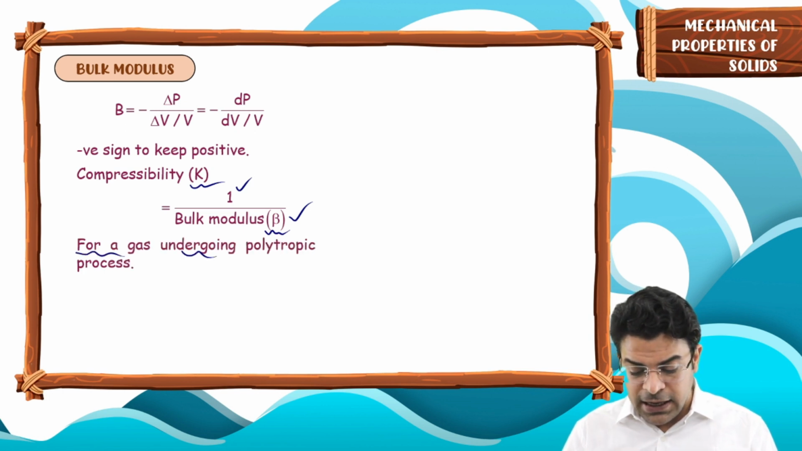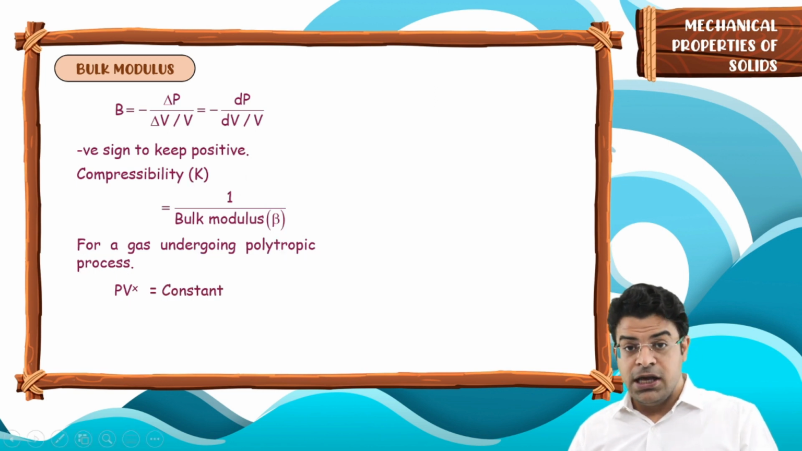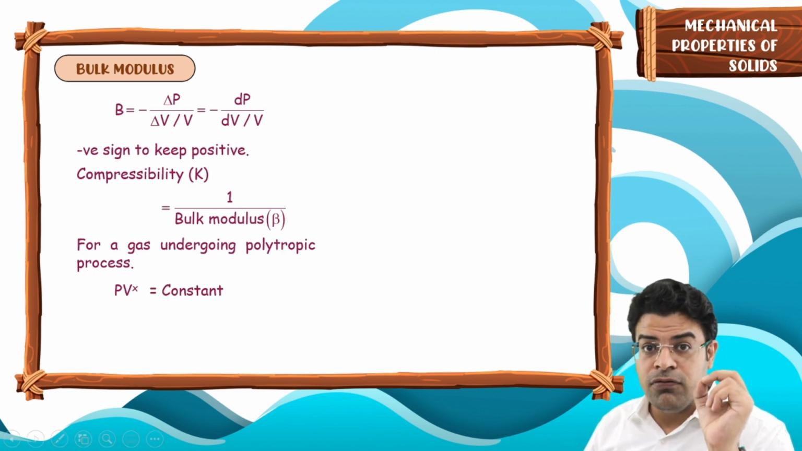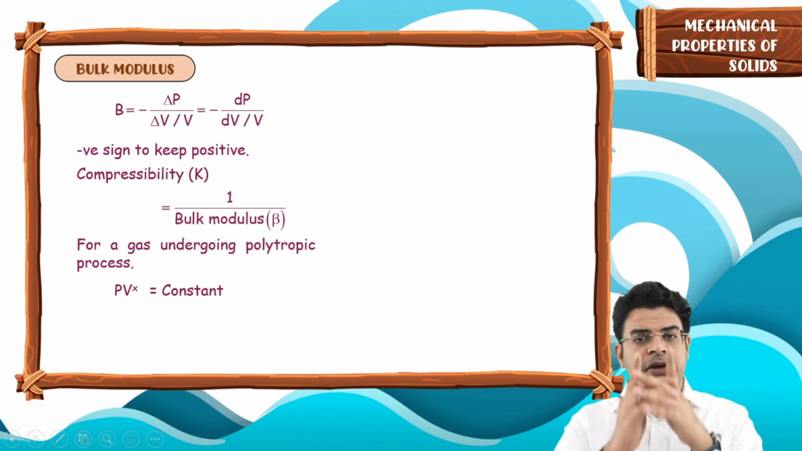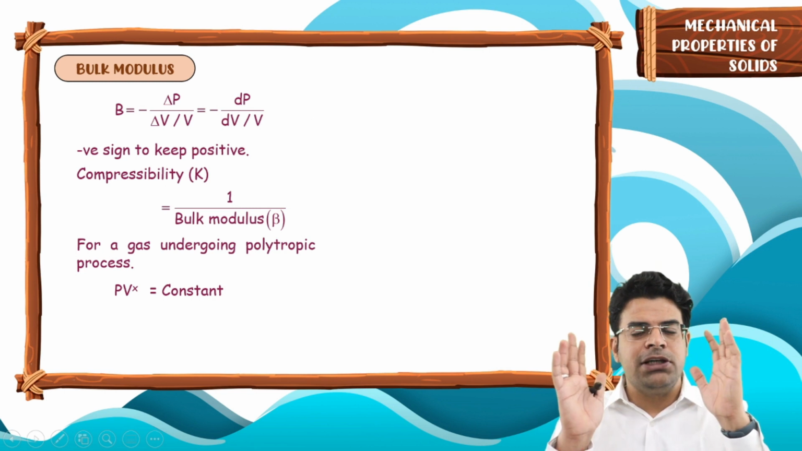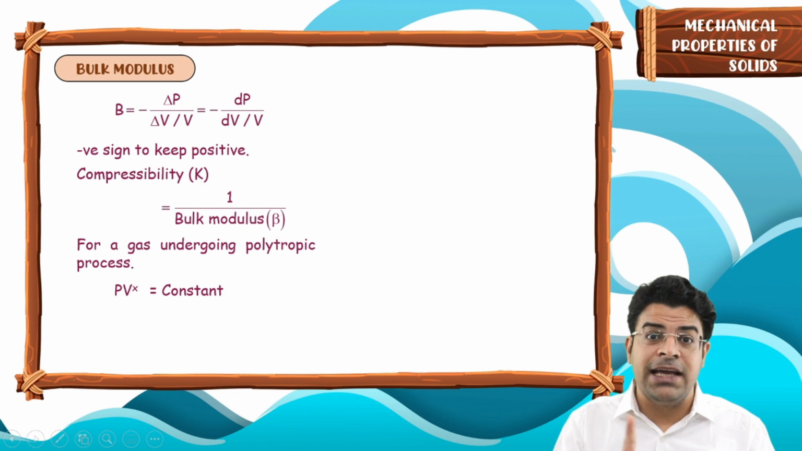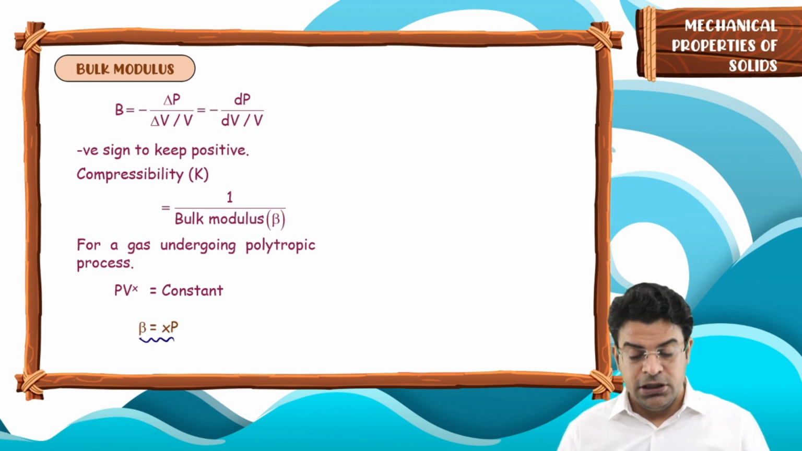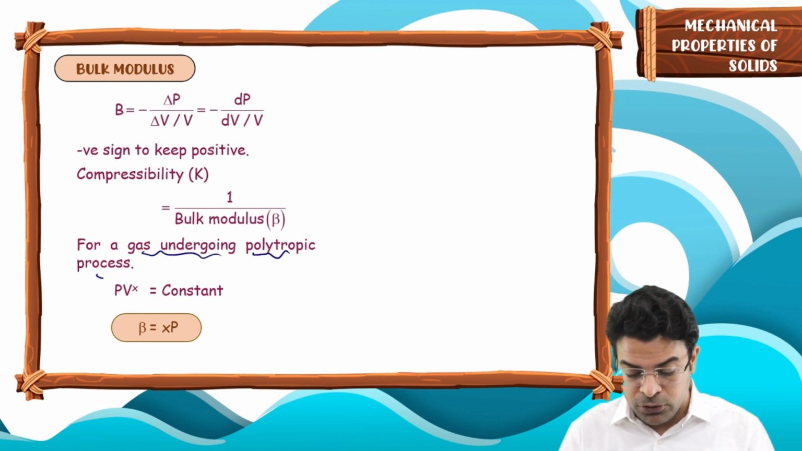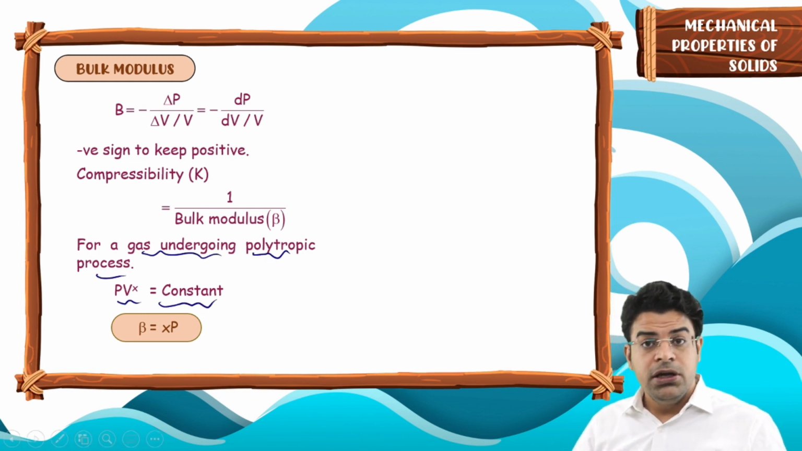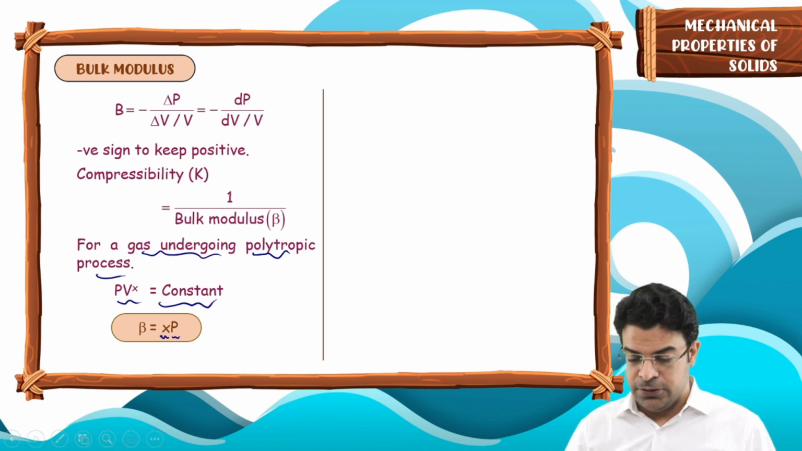So K equals 1 by B. Now if we have a gas undergoing a polytropic process, PV raised to the power x equals constant. I have just taught you in the hour of thermodynamics, polytropic process, and there I have specified this point. If we have a gas following a polytropic process, PV^x equals constant, then the bulk modulus for this gas is given by x, the polytropic coefficient, times the pressure. So the bulk modulus of this gas is the polytropic coefficient times the pressure.